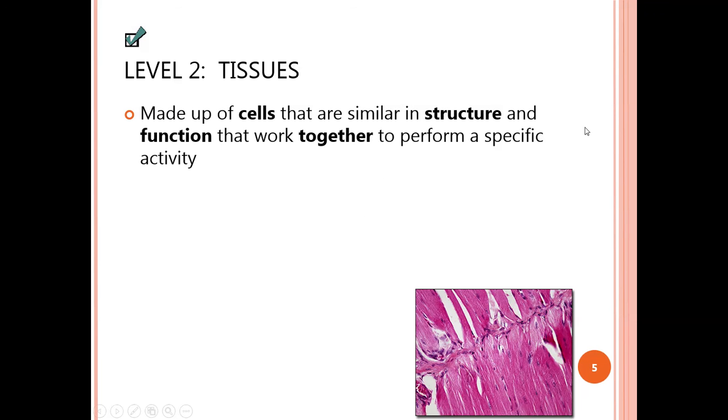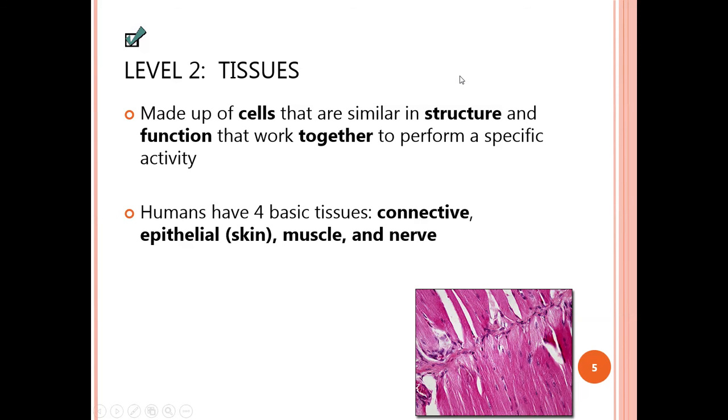Tissues. That's when we have a bunch of different cells that have similar structure and function that work together. In humans, we have four basic types of tissue. We have connective tissue, so think of stuff like tendons and ligaments, bone. You have epithelial, so skin cells. Now, epithelial, they're not just your skin. I mean, you have epithelial cells on organs and stuff too, which we'll get into in later talks. And then you have muscles and nerves.